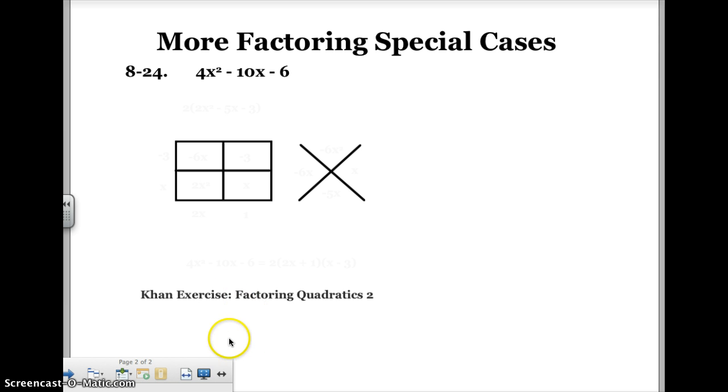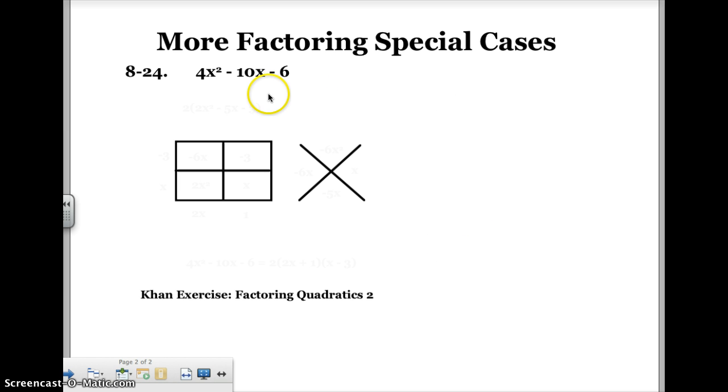And this is going to be a good problem for Khan exercises factoring quadratics 2. If you do the Khan exercise factoring quadratics 2, you'll probably have some things that you haven't seen before. So this video is going to help you really understand those problems better.